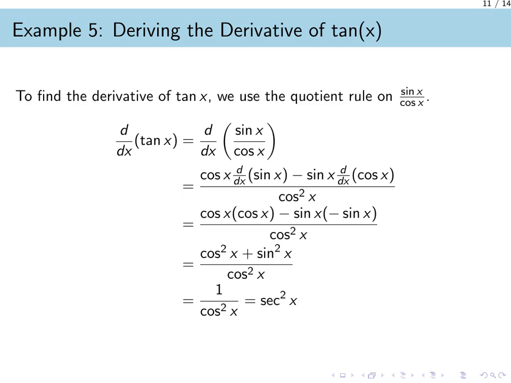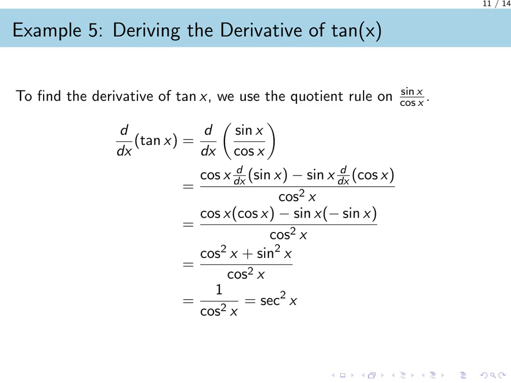Now let us find the derivative of the tangent function by combining rules we have already learned. The key is to first rewrite tangent of x using its definition, which is the fraction sine of x over cosine of x. Since we have a fraction, I can apply the quotient rule, which results in the expression you see here. The next step is to substitute the derivatives we found earlier.